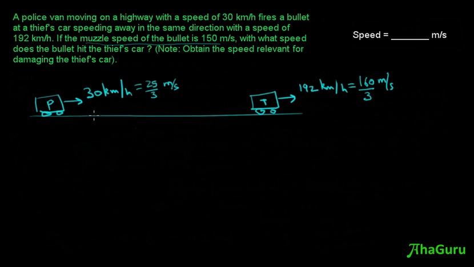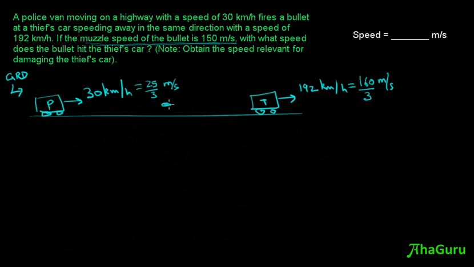And so now we have converted the police car and the thief's car's velocity into meters per second. The police car's velocity is 25 by 3 meters per second and the thief's car's velocity is 160 by 3 meters per second. And all this is obviously as seen by an observer on the ground. This is from the ground reference frame. And now let us look at the problem. The problem says that the muzzle speed of the bullet is 150 meters per second.